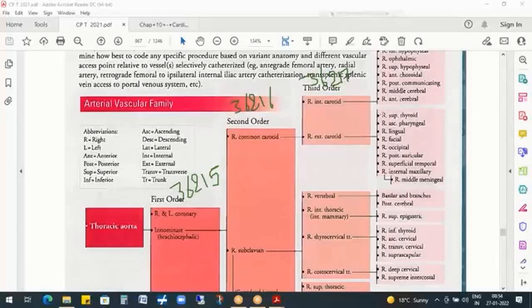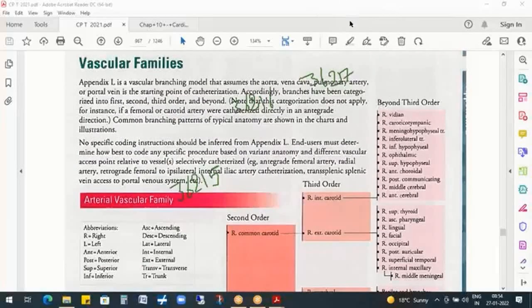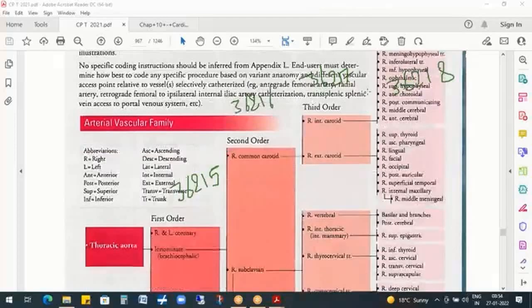One question we are getting from this. That's why I am telling you, please concentrate. 36218. We are getting a question from the case study. Anyway, 1 mark only, but try to concentrate. 36218. Is that clear now, everyone? First order, second order, third order. Understood?